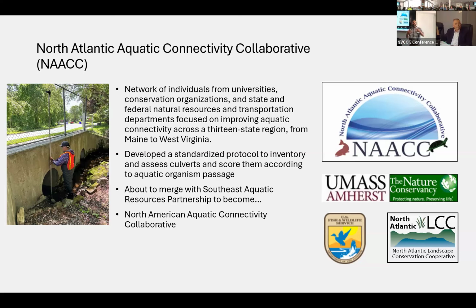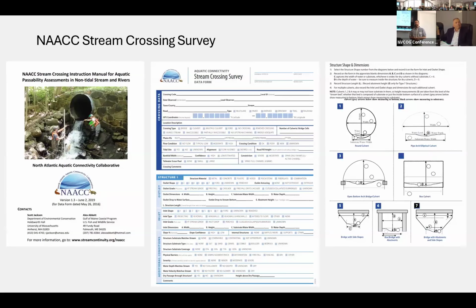And as far as I know, it's about to come together to become the North American Aquatic Connectivity Collaborative. So it's going to retain its NAC acronym, but be coast to coast. It's a robust method. It involves some training and some coordination. The crossing survey has a really detailed manual. It's a workshop you need to go through to get certified. It produces a really, I'd say, rigorous assessment protocol that you can follow in the field.